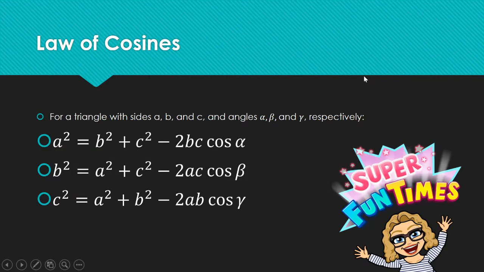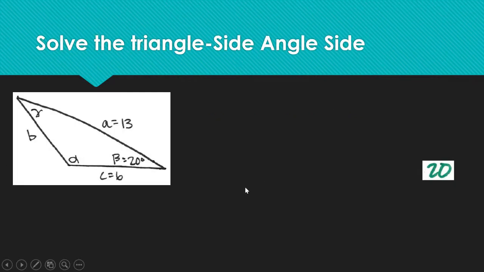Sometimes we're going to have to use the law of cosines. The law of cosines is the exact same. It's just a rearrangement of the sides and angles. So a squared equals b squared plus c squared minus 2bc times cosine of alpha. And then it rearranges for the other sides and angles.